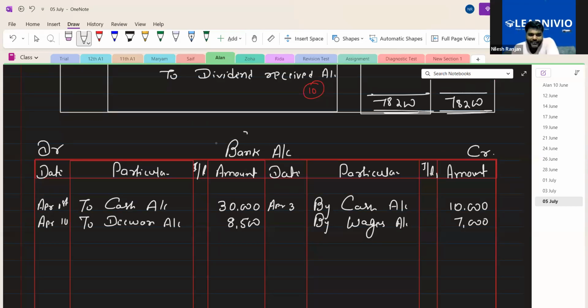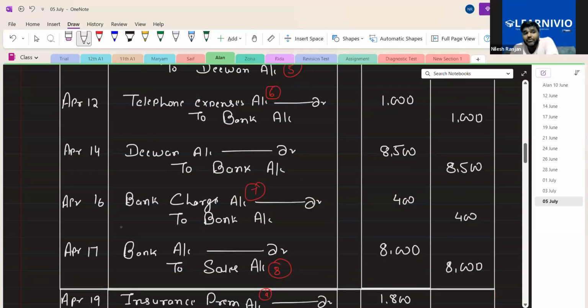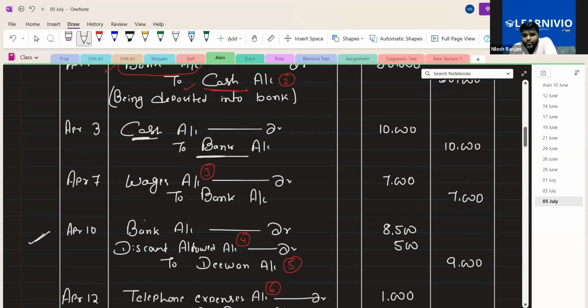Actually, there is one account here. This is the bank account. On the debit side, the opposite account name is written, Divan. You don't remember this? I told you that we have to write the opposite account name. In the bank account, you will write Divan account. In the Divan account, you will write bank and discount.